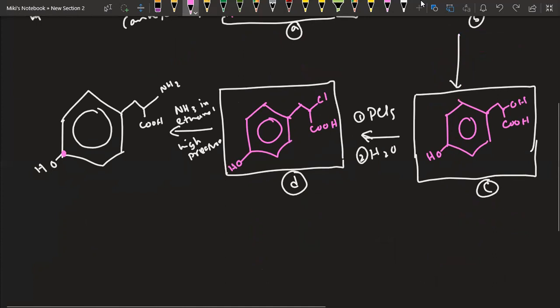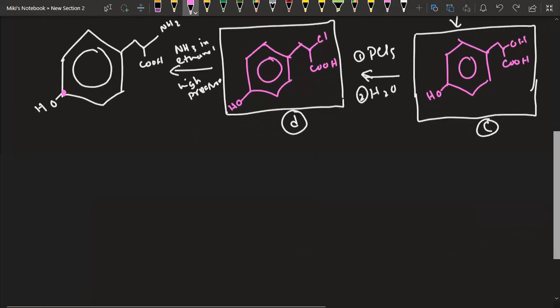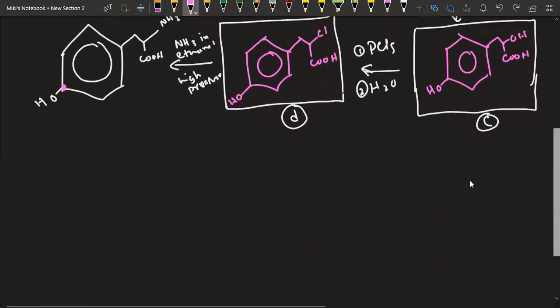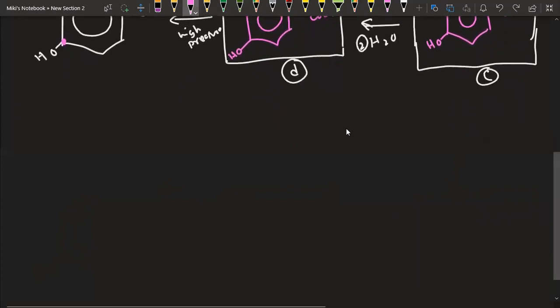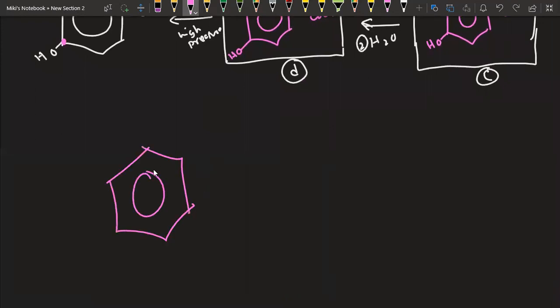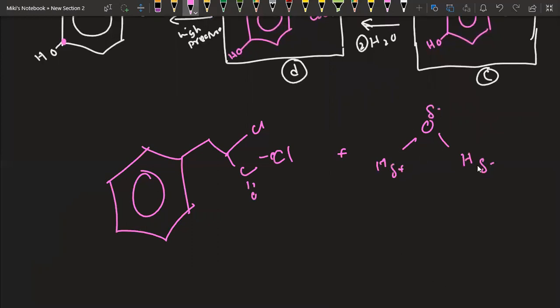Now moving on to the next part. Let me give some elaboration on what actually happened from C to D. Just for your understanding, when PCl5 is added, what happens? Let's say this is our component, this is our acyl chloride formed when PCl5 was added. Now what happened when we added water to it? This is our water molecule. Water has a partial negative and a partial positive charge, isn't it?